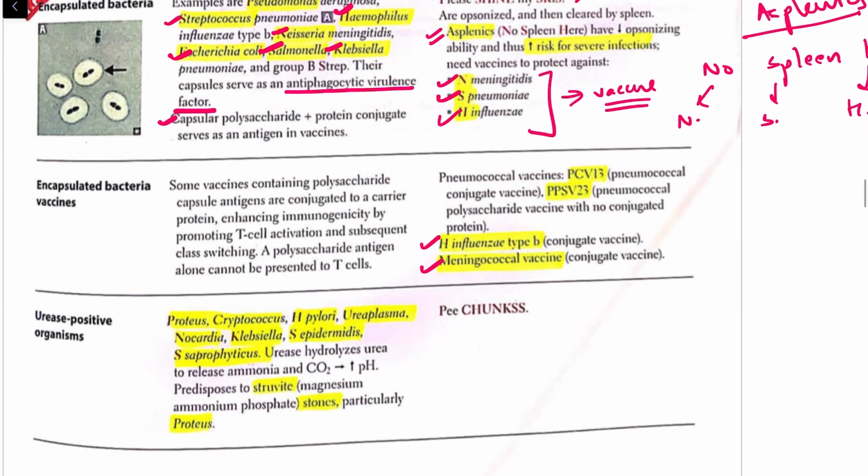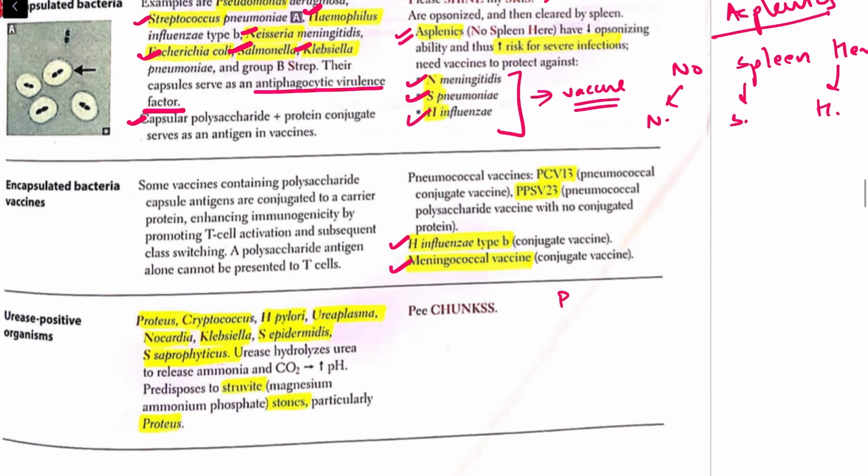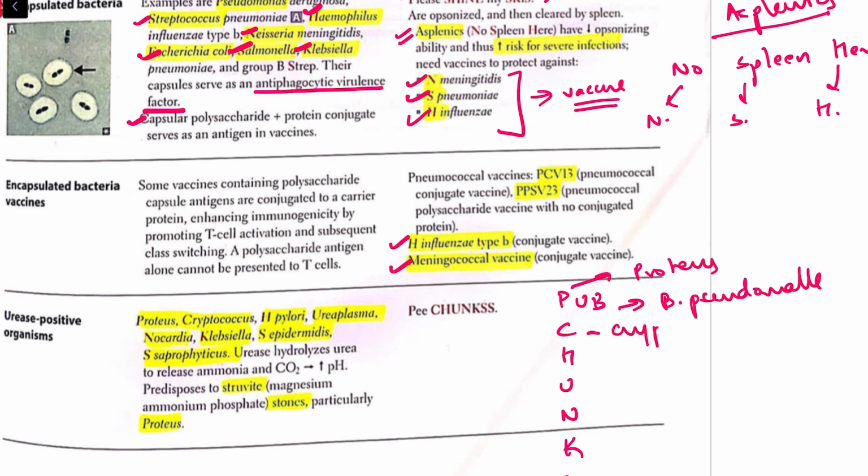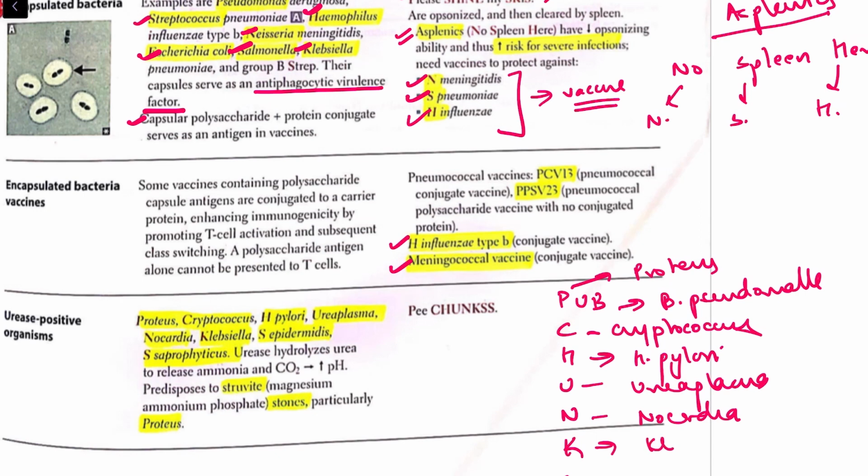Then urease positive organisms. The mnemonic is PUB, CHUNKS. P is for Proteus, B is for Burkholderia pseudomallei, C is for Cryptococcus. I'm sorry for my bad writing, I'm just going very fast. H is for H. pylori, U is for Ureaplasma, N is Nocardia, K is Klebsiella, and S is CoNS, that is Staph epidermidis and Staph saprophyticus.